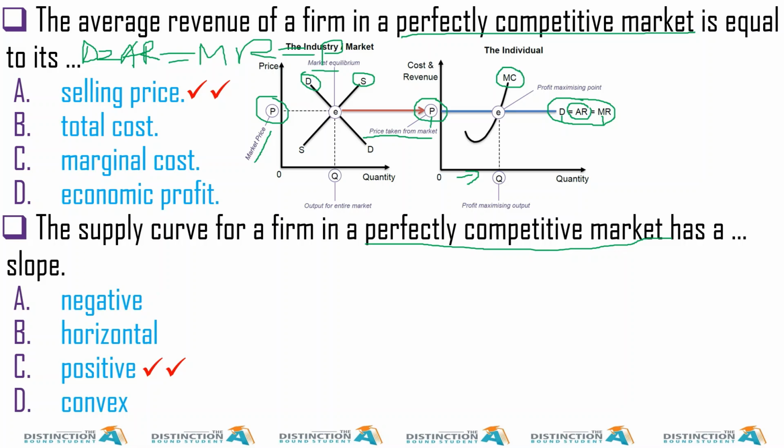You see, it's not horizontal, because what's horizontal is the demand curve. Let's see the other options. It's not negative, because if it was negative, it would go from top to bottom. And the one that's negative is this demand curve here. It's negative sloping, so we can't say negative. So negative is out. Horizontal is this one here, so horizontal is out. Then convex, it's not either. So the only thing that makes sense here is positive.